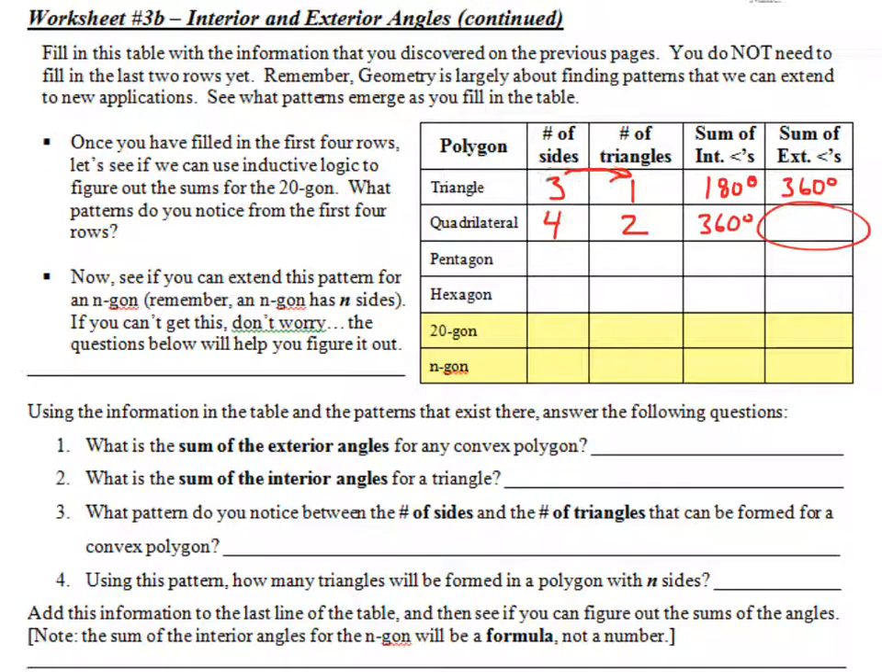One thing that it says here that might be helpful is to remember that an n-gon has n sides. So the number of sides here is simply going to be n. Alright, go ahead and try to fill in the rest of this information on your own. If you get really stuck, then it might be time to ask Mr. Lizzie for some help.